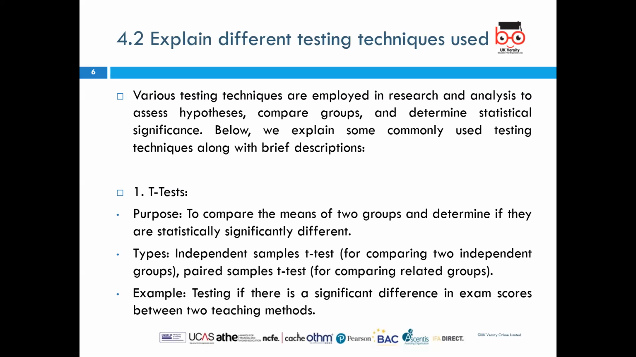So the different types of t-test include the independent sample t-test for comparing two independent groups and the paired sample t-test for comparing related groups. So these are the different types of tests. And then an example: if you're testing if there's a significant difference in exam scores between two teaching methods, so if one teaching method leads to higher scores as compared to the other teaching method, that can be compared using a t-test.